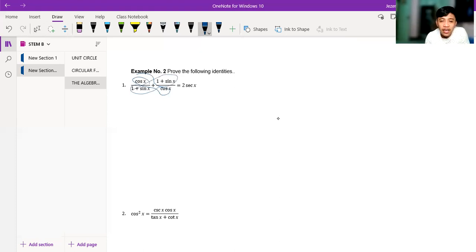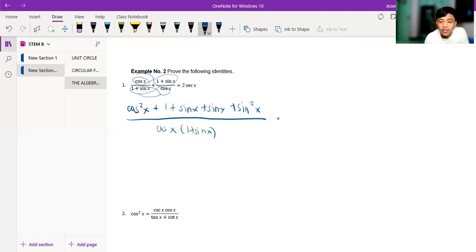So, cosine x times cosine x is cosine squared x. Plus 1 times 1. So, FOIL method natin siya. So, 1 times 1 is 1. Plus 1 times sine x is sine x. So, sine x times 1 is sine x. So, sine x times sine x is sine squared x. Over. So, multiply natin to. So, cosine x times 1 plus sine x. So, dapat daw siya ay equals kay 2 secant x.